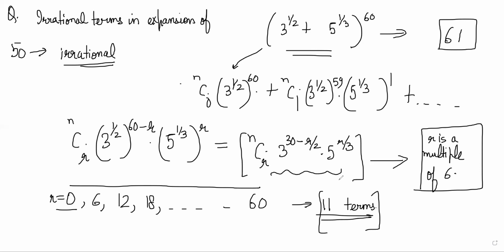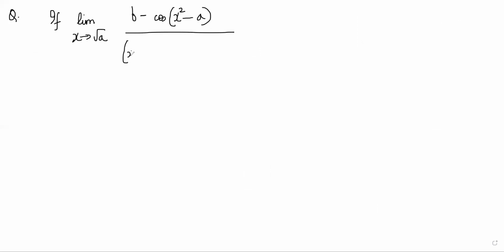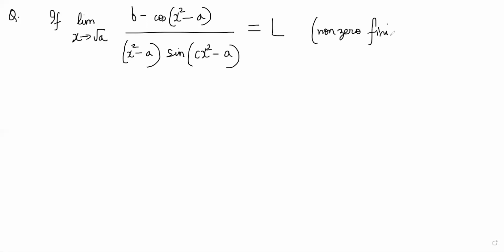Then the next one is this limit one. If the limit as x tends to root a of (b minus cos(x square minus a)) by (x square minus a) sin(c(x square minus a)) is equal to L, non-zero, finite, a is greater than 0, find the value of L plus b plus c, right? And L plus b plus c is what?